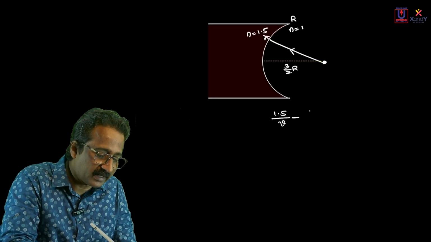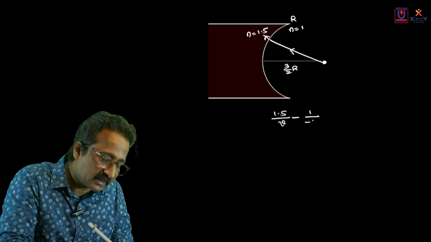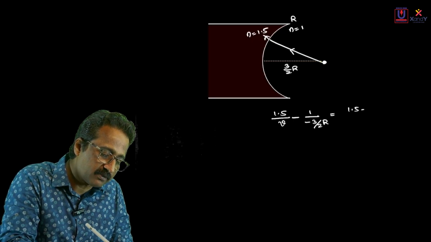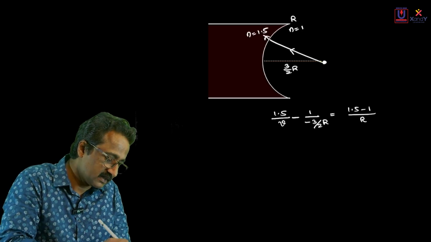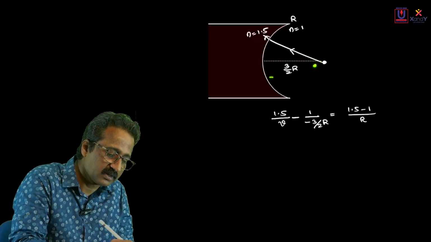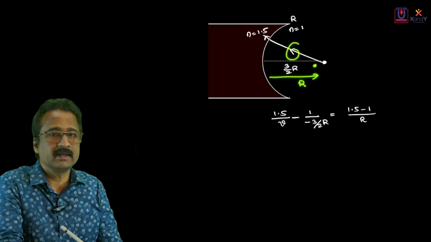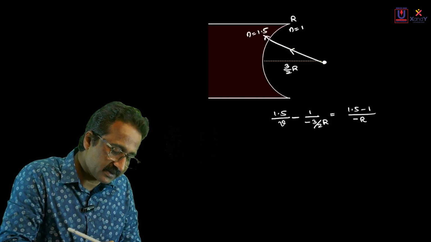So N1 is 1, divided by U. U is 3 by 2R, but that again is minus of 3 by 2, is equal to N2 minus N1 again, 1.5 minus 1, divided by R. Radius again is minus R, because in this case the center can be somewhere here. The radius will be measured for that surface like this, which is opposite to the incident light. So this is minus. So I have a minus sign here.